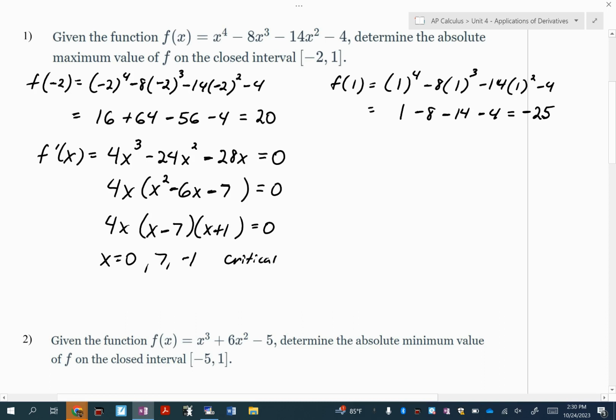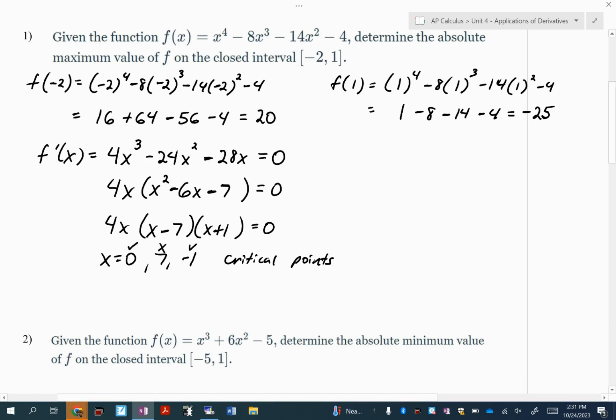Critical points. Now, do I care about all of these? In this problem, the answer may not be yes, because I care about the ones that are in this interval. So if it's in that interval, -2 to 1, I care about it. If it's not, do I care about it for this problem? I don't. So is 0 in that interval? Yes, I care about it. Is 7 in that interval? No, I don't care about it. And what about -1? I do care about it.